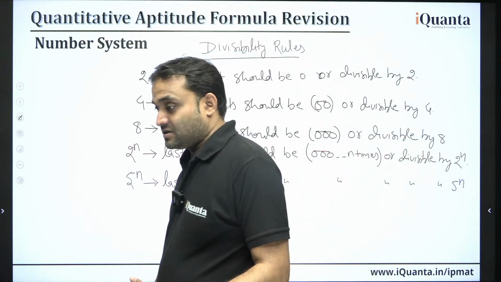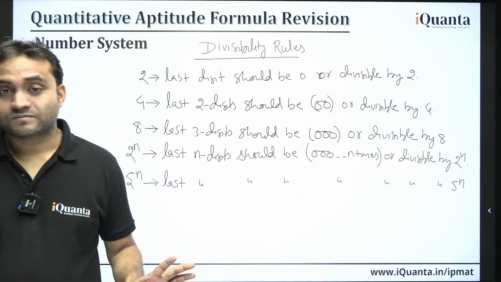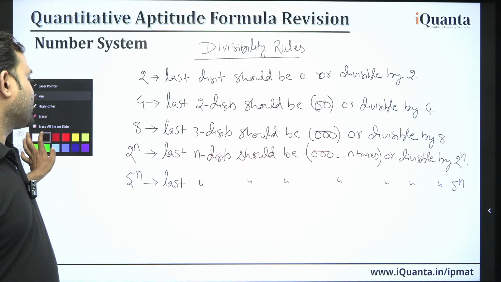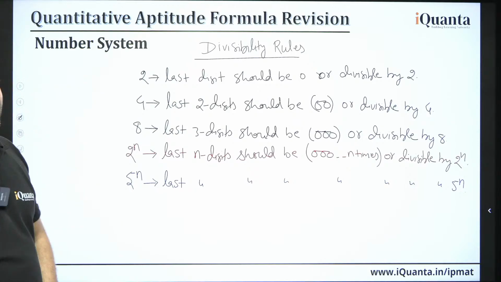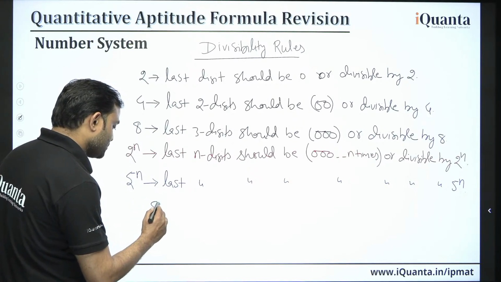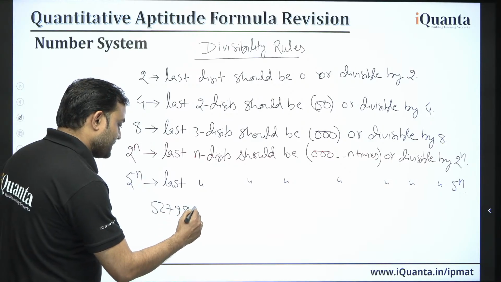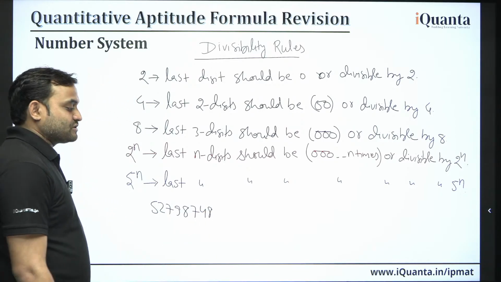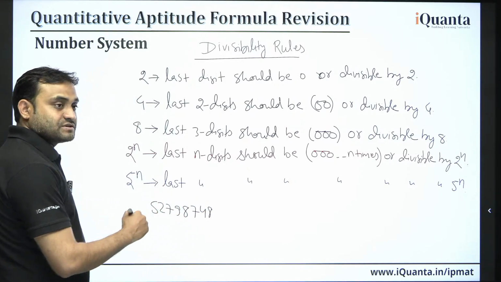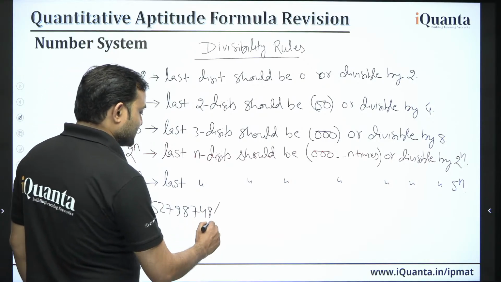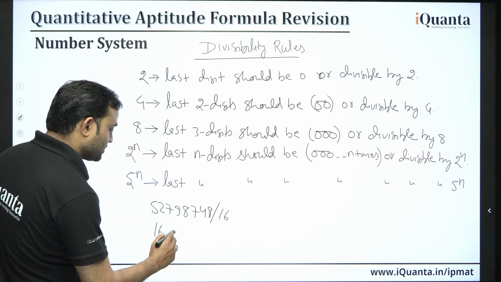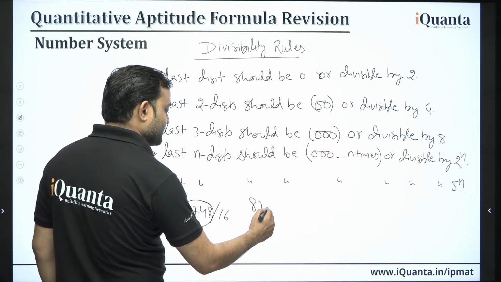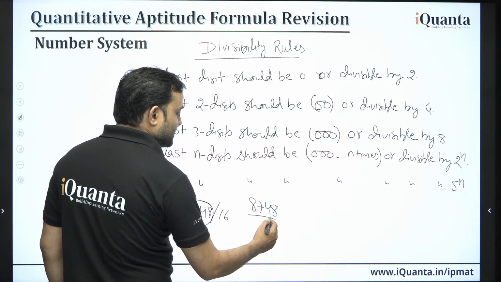Apart from this, what are the divisibility rules of other numbers? Okay. Example, you can take any number, like if I take a number 5, 2, 7, 9, 8, 7, 4, 8. Is this number divisible by 16 or not? So what is 16? 16 is equal to 2 to the power 4. So check the last four digits. 8, 7, 4, 8. Is this number divisible by 16?